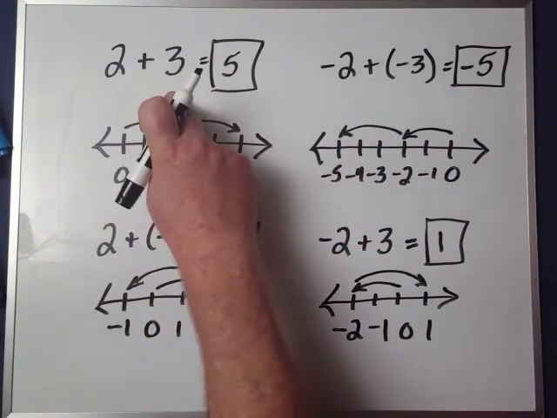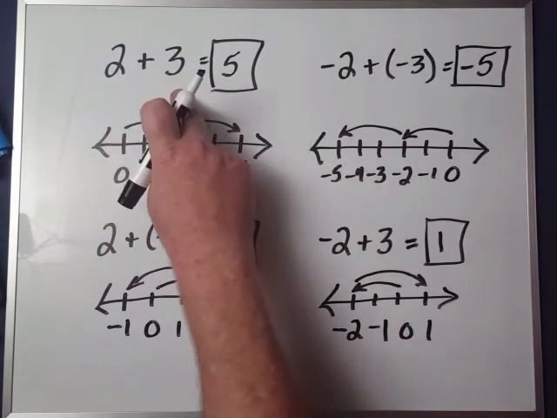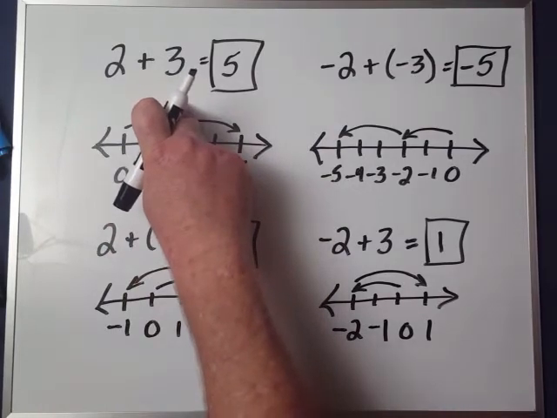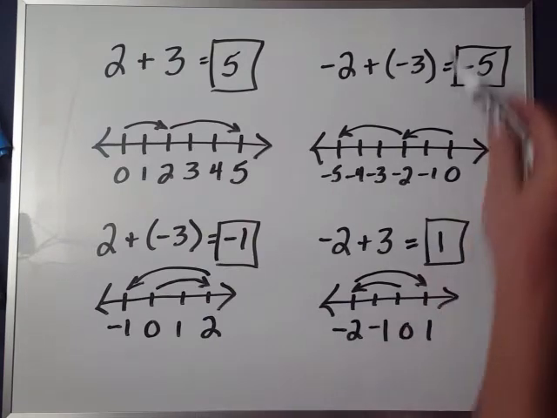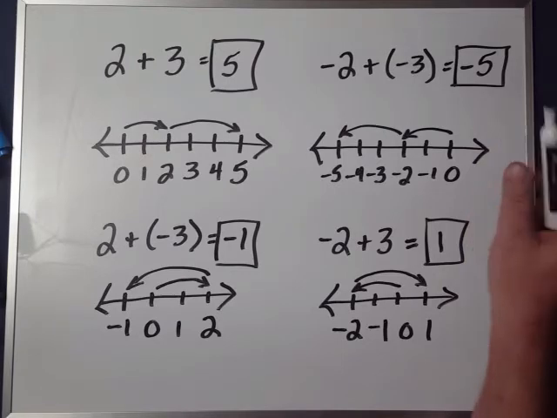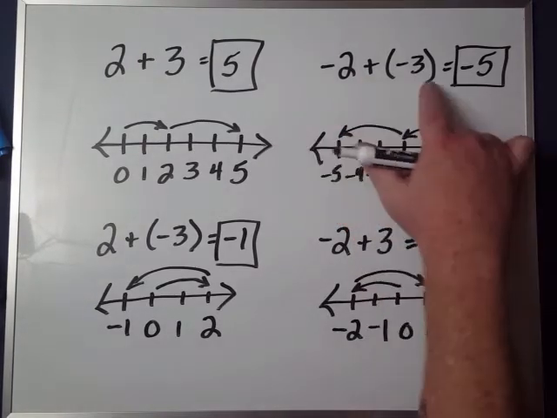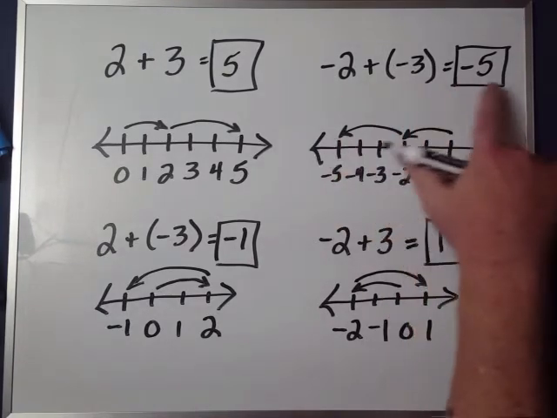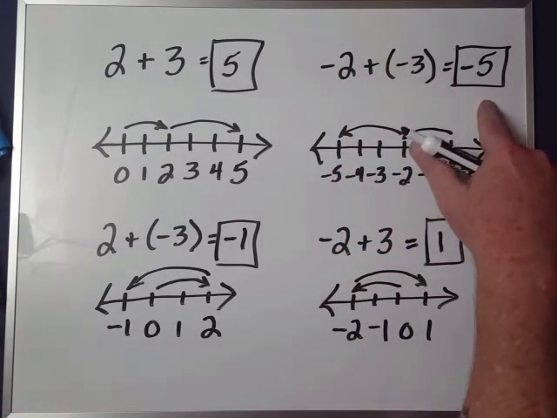So we had 2 positive numbers that we're adding. We know our answer will be positive. Add their absolute values. Absolute value of 2 is 2. Absolute value of 3 is 3. 2 plus 3 is 5, and it's positive. Here I'm adding 2 numbers of the same sign. So take their absolute values. Absolute value of -2 is 2. Absolute value of -3 is 3. And add them. 2 plus 3 is 5. But these were both negative, so my answer will be negative.